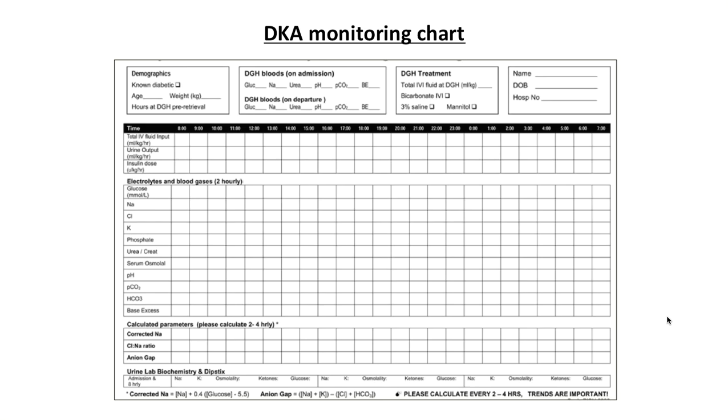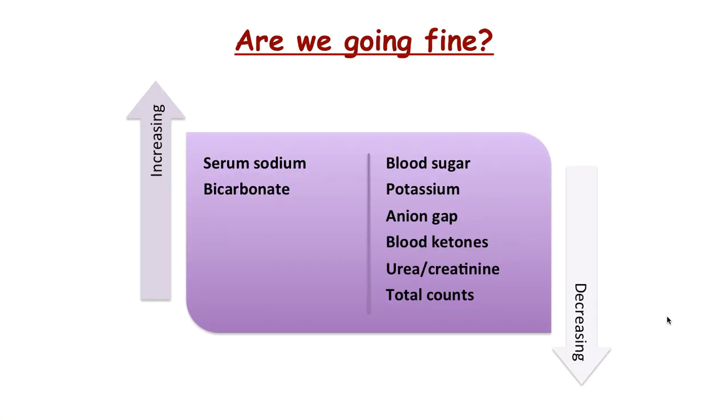And what do we mean by going in the right direction? Your serum sodium and your serum bicarbonate level should increase with your appropriate therapy, while your blood sugar, your potassium, your anion gap, your blood ketones, your blood urea and creatinine levels, and your TLC should decrease. If all this is happening, it means that you are going in the right direction.